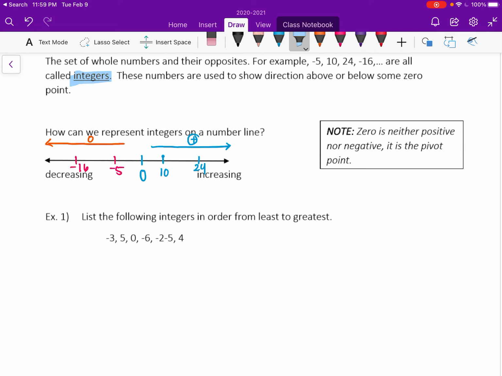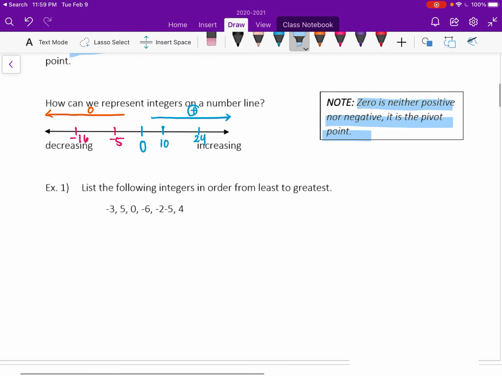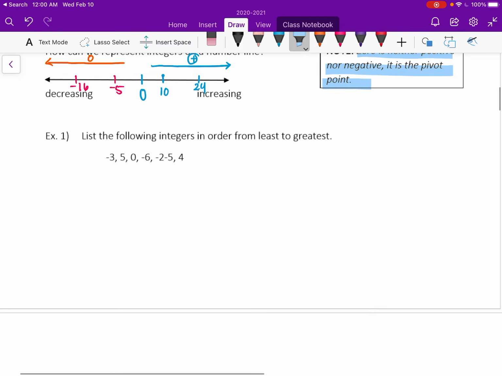0 itself, an important note, is neither positive nor negative. It's just a pivot point. It's just where the negatives and the positives start. 0 is on its own.